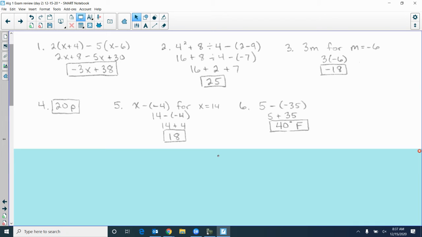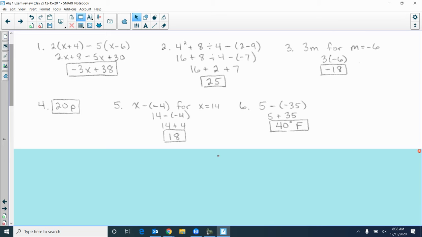All right, so here's number one. Make sure you double check what you got. Negative 3x plus 38. Then turn around. Number 2 should be 25. Number 3 is negative 18. For number 4, all you do is put 20p. Number 5 should be 18, and number 6 is 40 degrees for that.